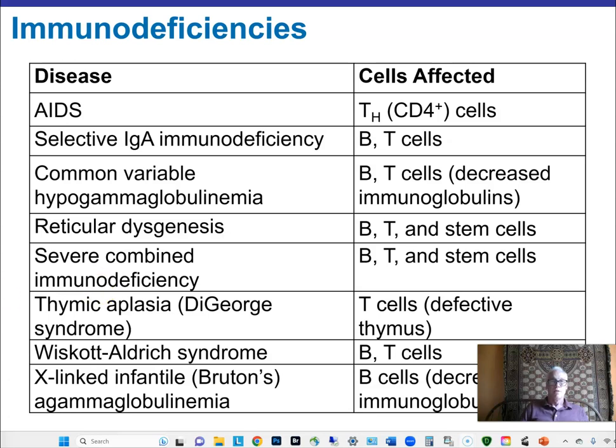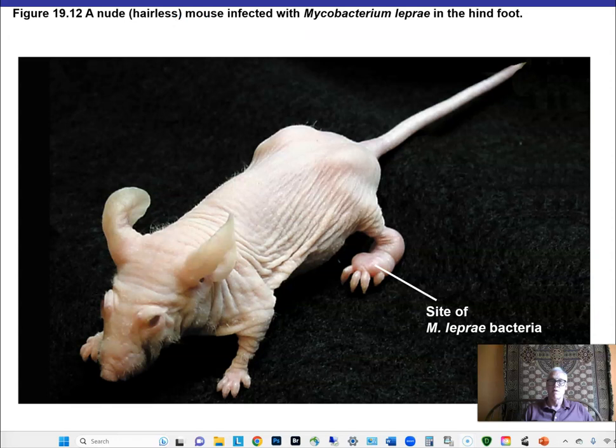DiGeorge syndrome. The thymus gland doesn't work, and so you can't produce mature T cells. So missing that whole cell-mediated adaptive immune response. So you see there's a whole bunch of ones, and there are many, many more. It's a very, very interesting subject. If you're interested, you can find a review article on congenital immunodeficiencies, and you can read up on some of the cool things that have been discovered.